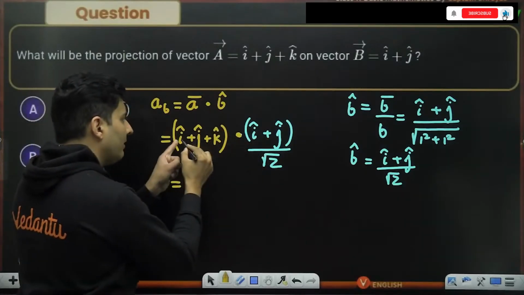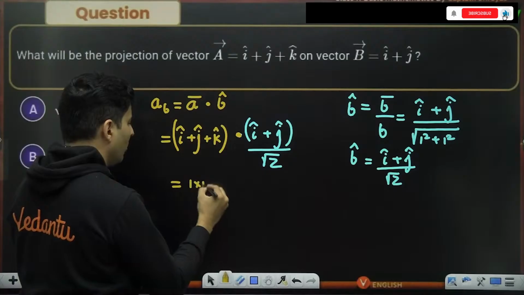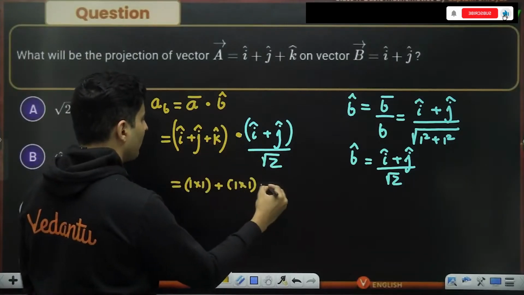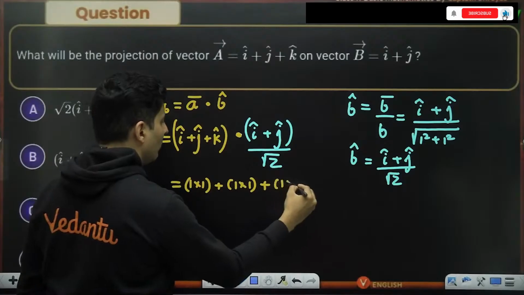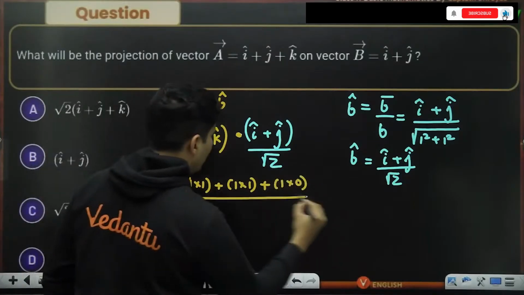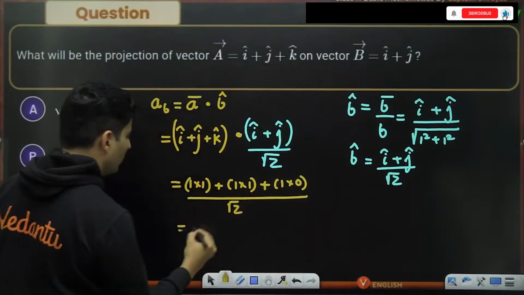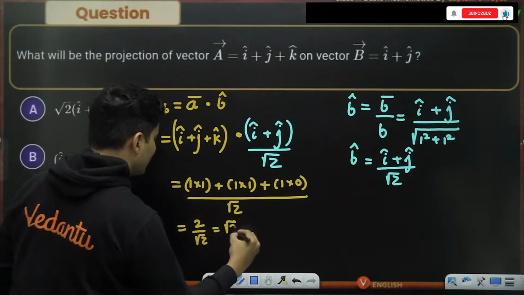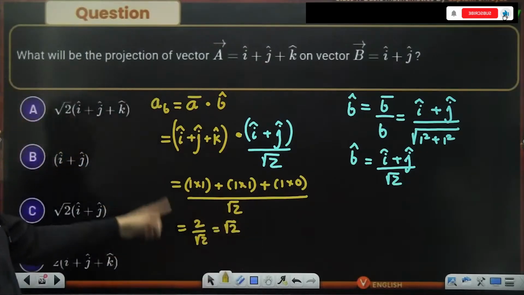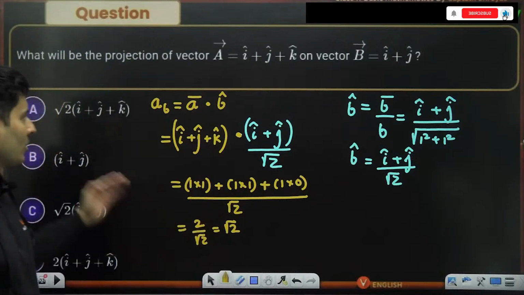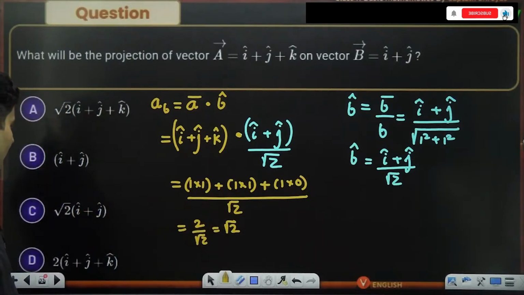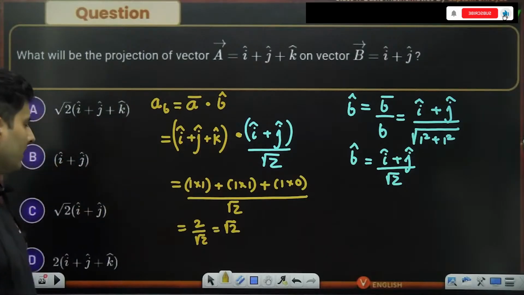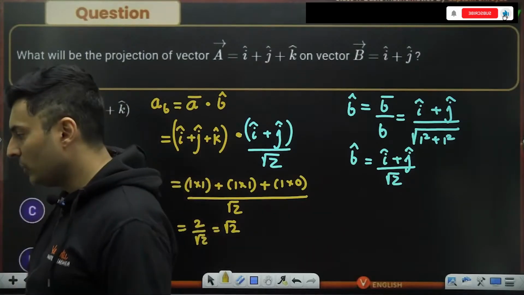So I will multiply: I into I is 1 into 1, plus J into J means 1 into 1. K has nothing to multiply, so 1 into 0, that's it. Whole thing divided by root 2. This is 1 plus 1, which is 2, divided by root 2, which is simply root 2. So magnitude wise, it is root 2. How much? Root 2. Till this point, absolutely clear.